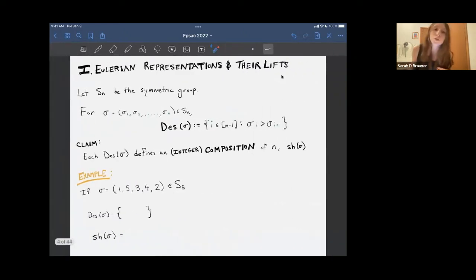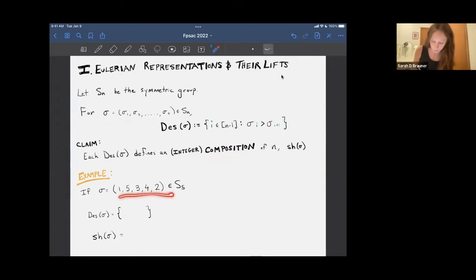Okay, and so the story really begins with the symmetric group, and in particular, with a permutation, which I'm thinking about in one-line notation, and its descent set, which is the set of indices where sigma i is bigger than sigma i plus 1. Each descent set actually gives an integer composition of n, which I'm going to call the shape of sigma. I'll just show you how that works with an example.